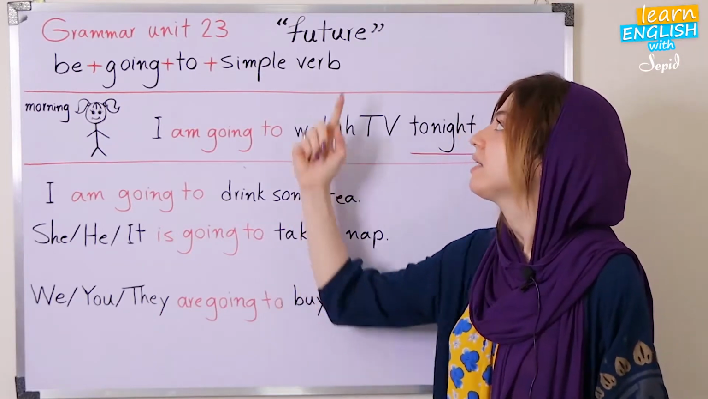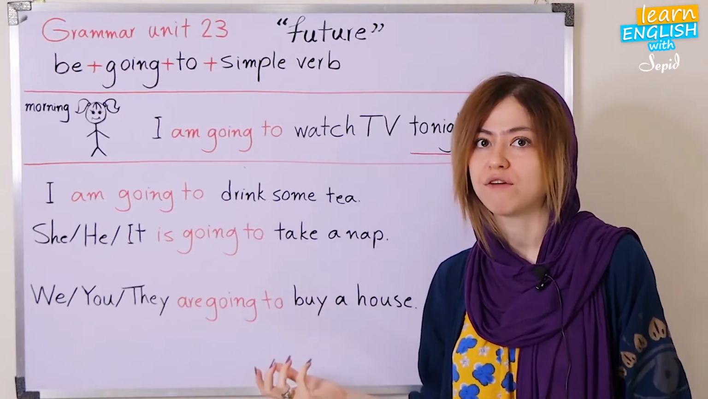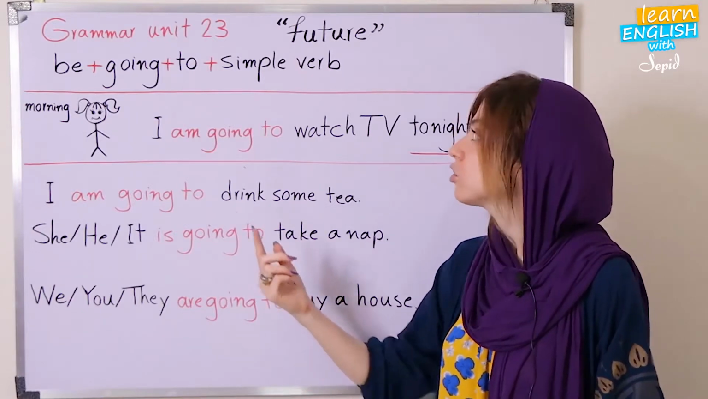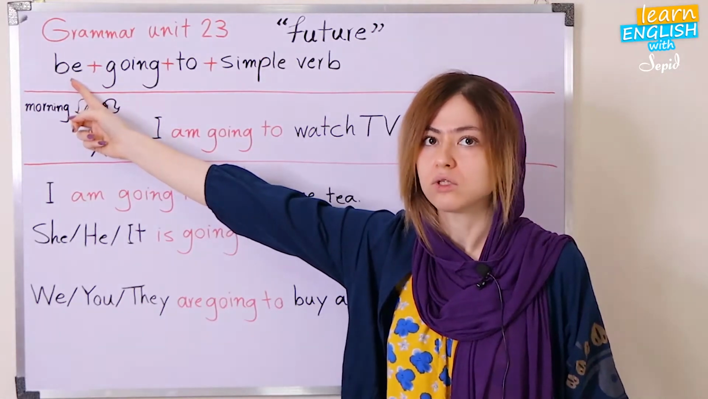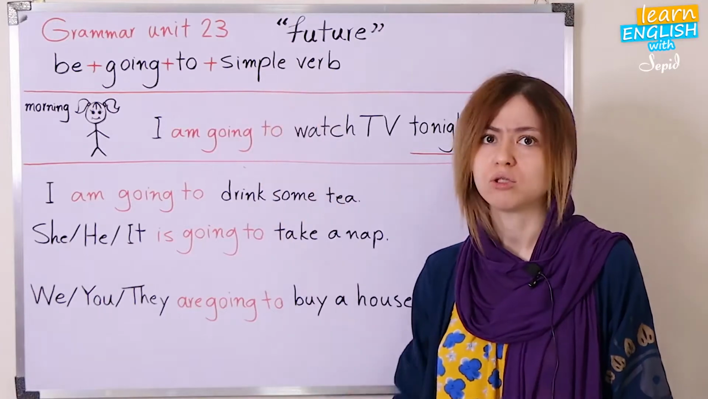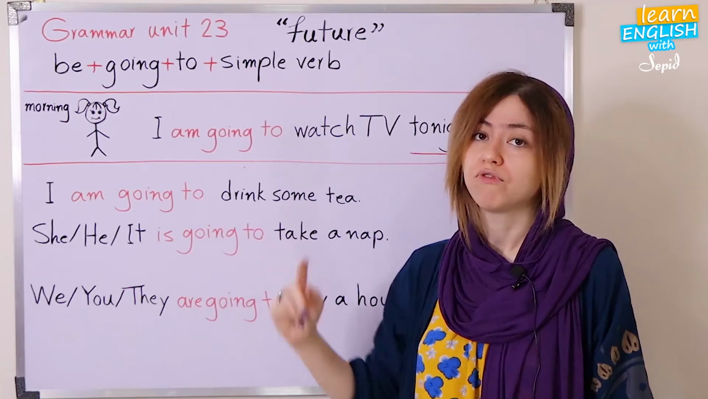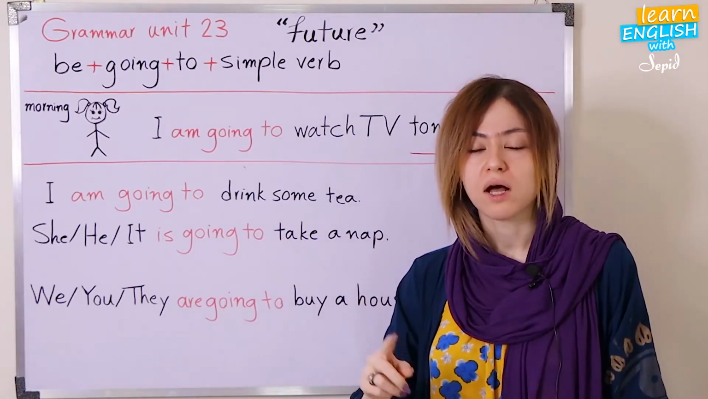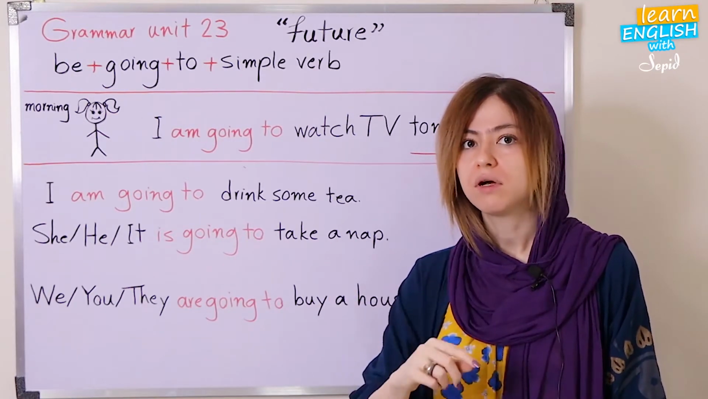This grammar again is about the future, but this is another usage of it, and the formula is totally different. The formula is written here. Be means am, is, are, plus going, plus to, plus simple verb. So how should we use that, and why do we use this formula? Because we already know am, is, are plus the ing form of the verb, and will plus simple verb.